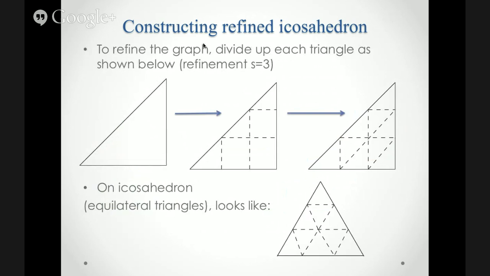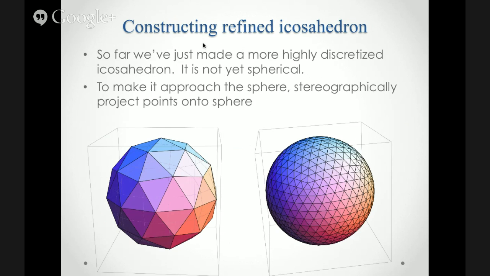triangles and we say for a refinement of s equals 3, we divide into 3 chunks, first vertically and horizontally, and then we draw these lines across. And if the triangles are equilateral, it looks like this sort of shape right here. And this, of course, is just making an icosahedron with more points on it. We haven't made it spherical yet.